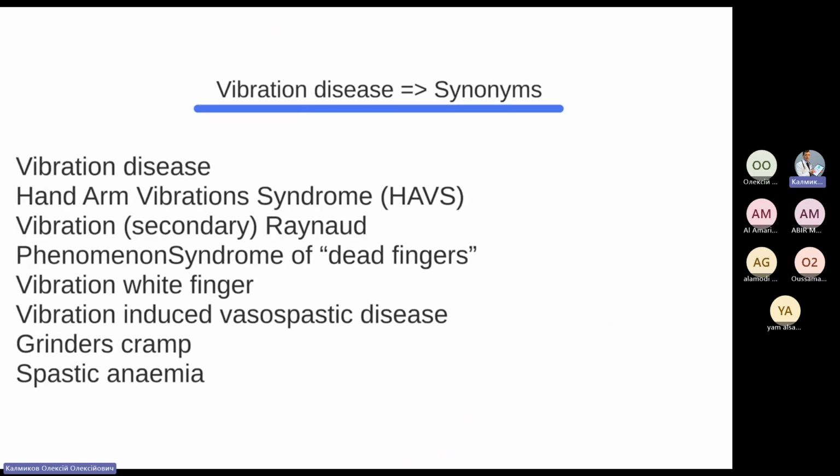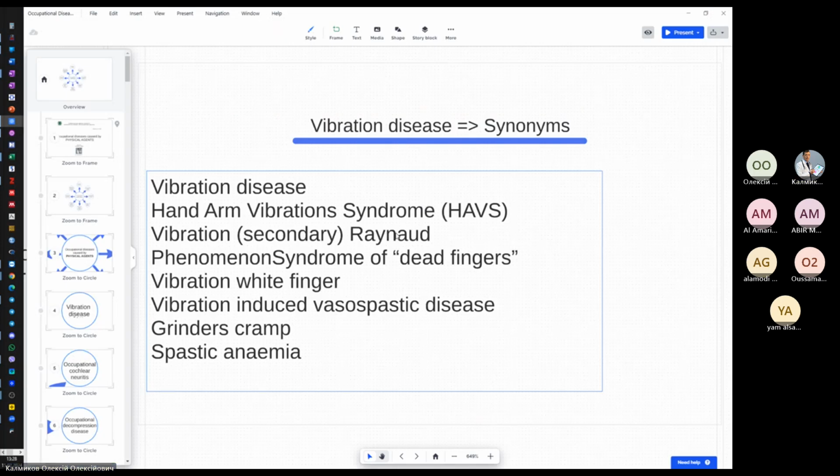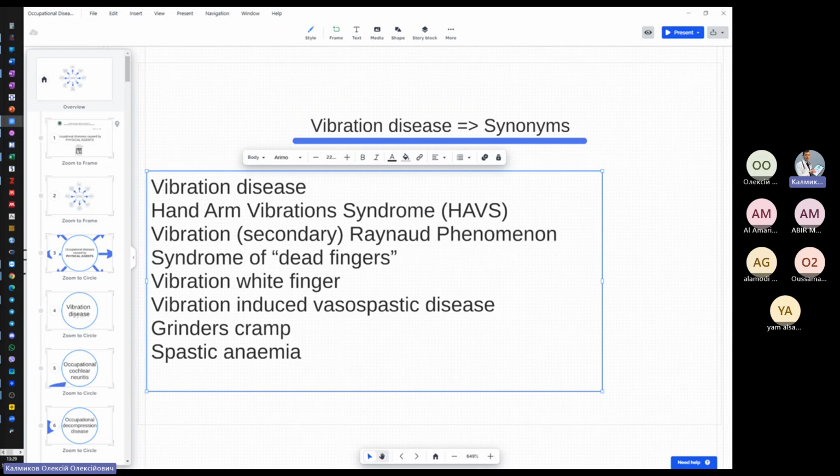There are plenty of synonyms used for vibration disease in the literature. I'd like to, oh my God, one moment, let me correct. For instance, one moment. There is a misprint for abnormal formatization: vibration secondary Raynaud phenomenon, right? Here is the correct name of this condition.